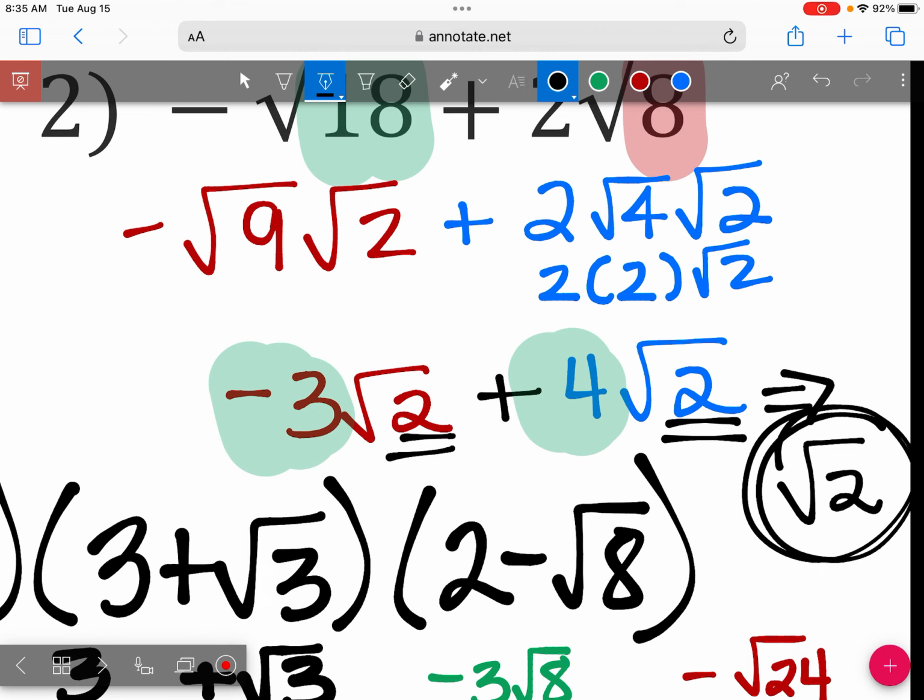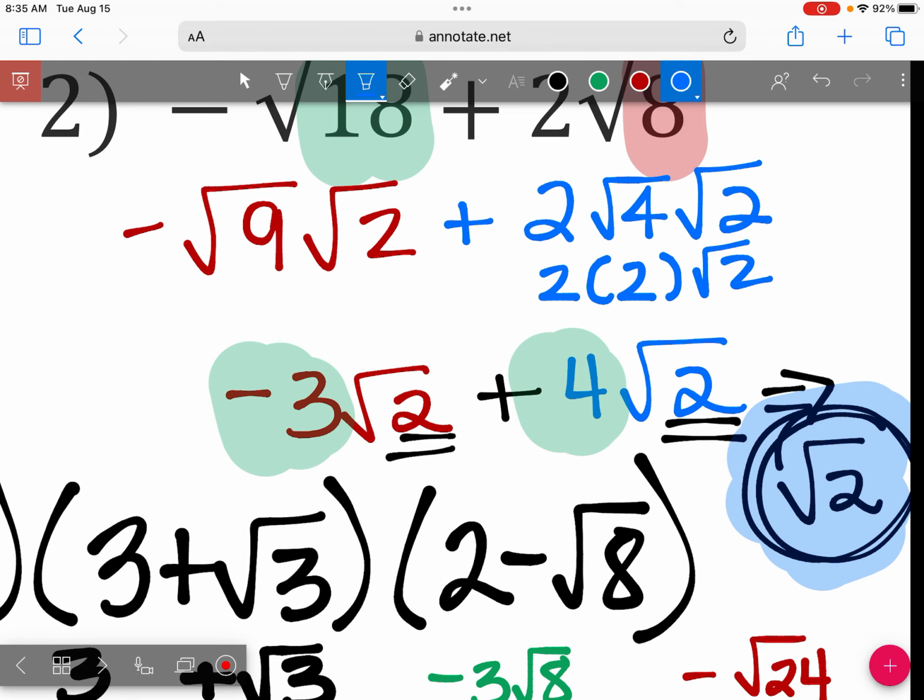And that would be your final answer. I know there's a lot happening on that screen, but this is your final answer right here. Square root of 2. Or you could say 1 square root of 2.